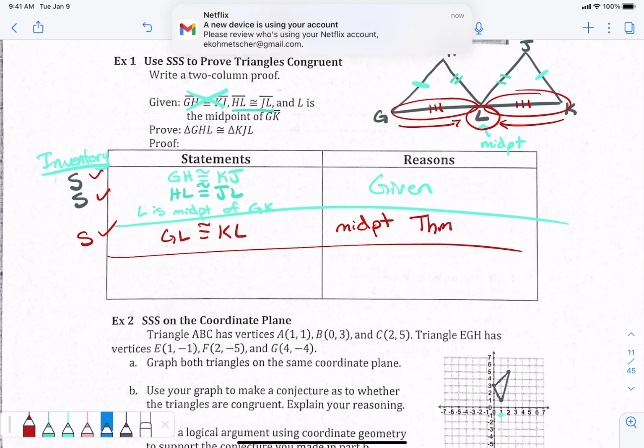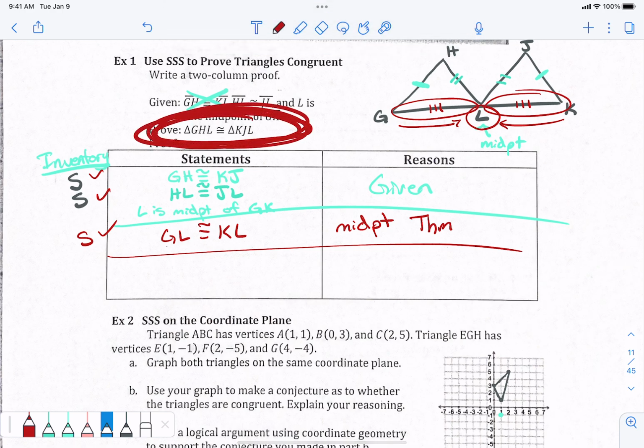So what do I write next? I write this prove statement. This is always my last step, what we're trying to prove. So triangle GHL is congruent to triangle KJL. Got it?